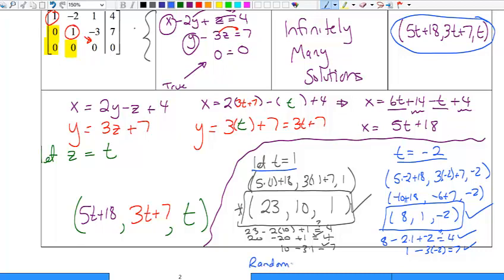Now, that means there's an infinite amount of solutions, but if you just pick some random numbers, like 1, 2, 3, and plug them in, it's not going to work. It's not any old numbers, okay? It's the ordered triples that have the relationship of 5t plus 18, 3t plus 7, t. So that's how we describe infinitely many solutions.